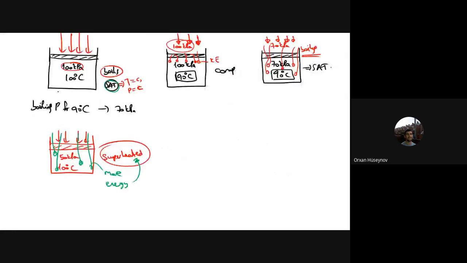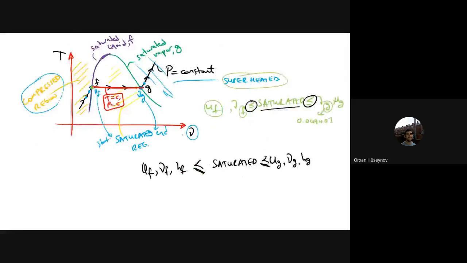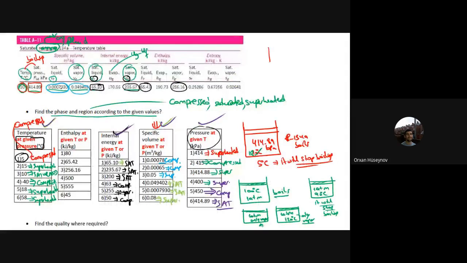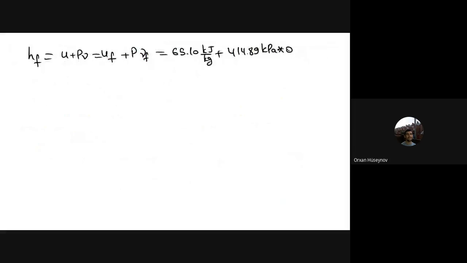Pressure value is 414.89. This one is in kilopascal, multiplied with the nu f value. Nu f value is 0.0007930. So you will have 3 zeros, you will have 79 and the 30. It will have a unit of meter cubed per kilogram. Okay, so if you do this calculation, you can do it by yourself. If you have the answer, you can tell me.